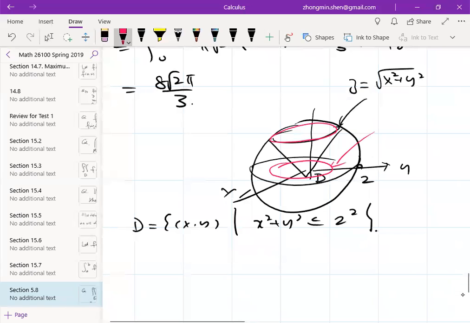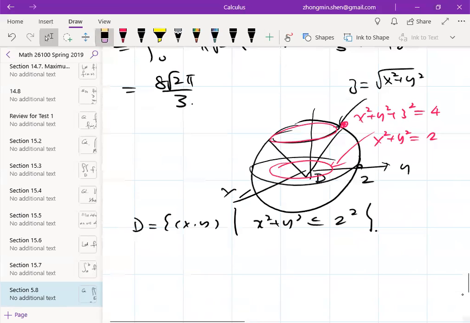Yeah, what is the equation for that circle? For that circle, z equals the square root of x squared plus y squared, so z squared is x squared plus y squared. But the whole sphere is x squared plus y squared plus z squared equals 4, right? So now z squared is going to be x squared plus y squared, so that one is x squared plus y squared equals 2. Yeah, 2 plus 2 is equal to 4. So the radius of that circle is the square root of 2.